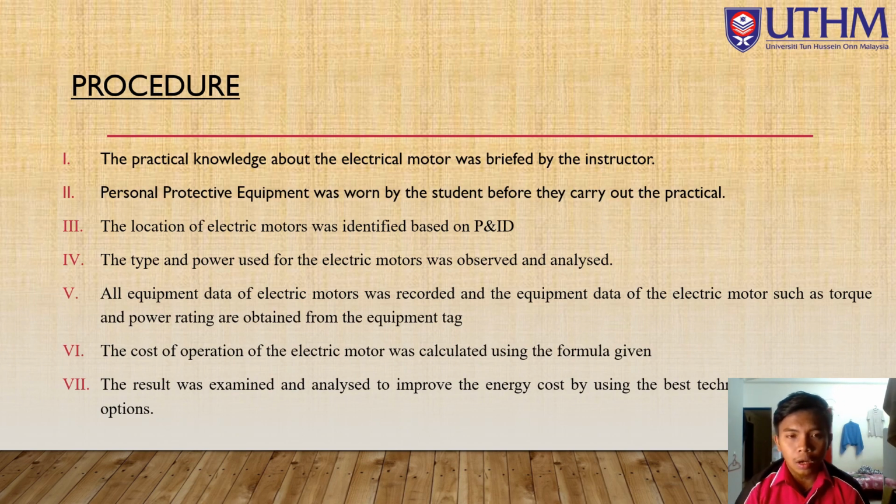The procedure of this practical is, firstly, the practical knowledge about the electric motor was briefed by the instructor. Personal protective equipment was worn by the students before they carried out the practical. The location of the electric motor was identified based on the PNID. The type and power used for the electric motor was observed and analyzed. Next, all equipment data of the electric motor was recorded, and the equipment data of the electric motor such as torque and power rating were obtained from the equipment tag. The cost of operation of the electric motor was calculated using the formula given. And lastly, the result was examined and analyzed to improve the energy cost by using the best technical and economic option.